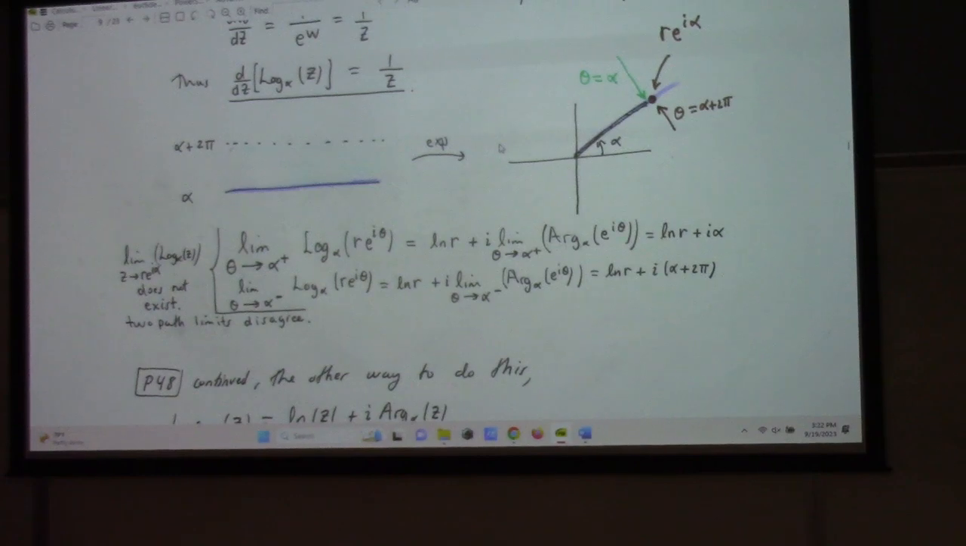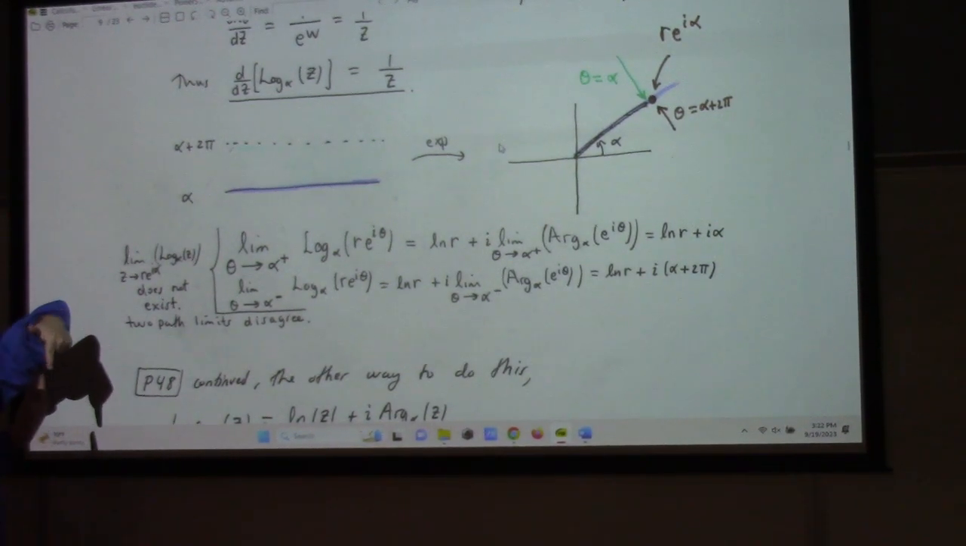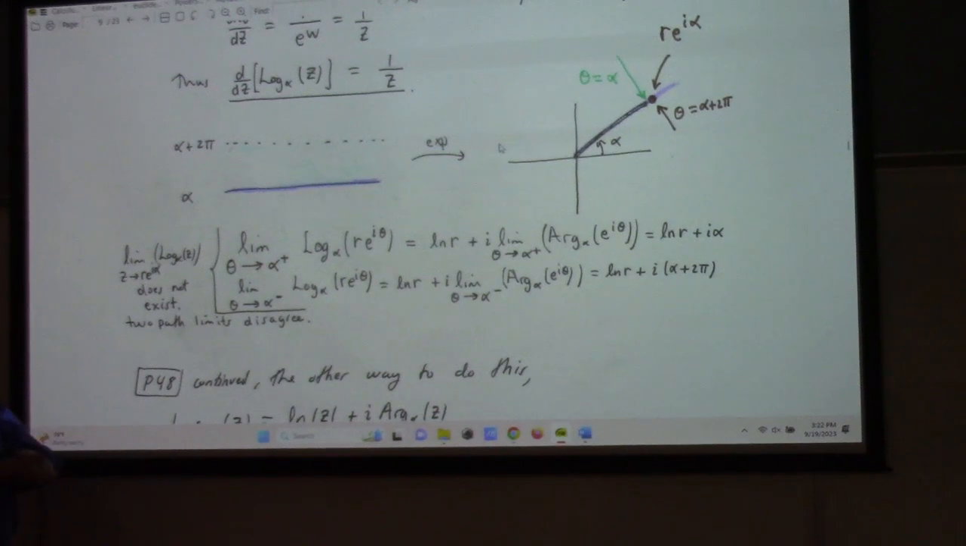So if you can approach from the top of the path and you can approach from the bottom of the path and you get different angles, that means you have two path limits which don't agree. Therefore, the limit does not exist. Therefore, it's not continuous. For it to be continuous, the limit would have to exist and match the value of the function at the point, which it does not here.